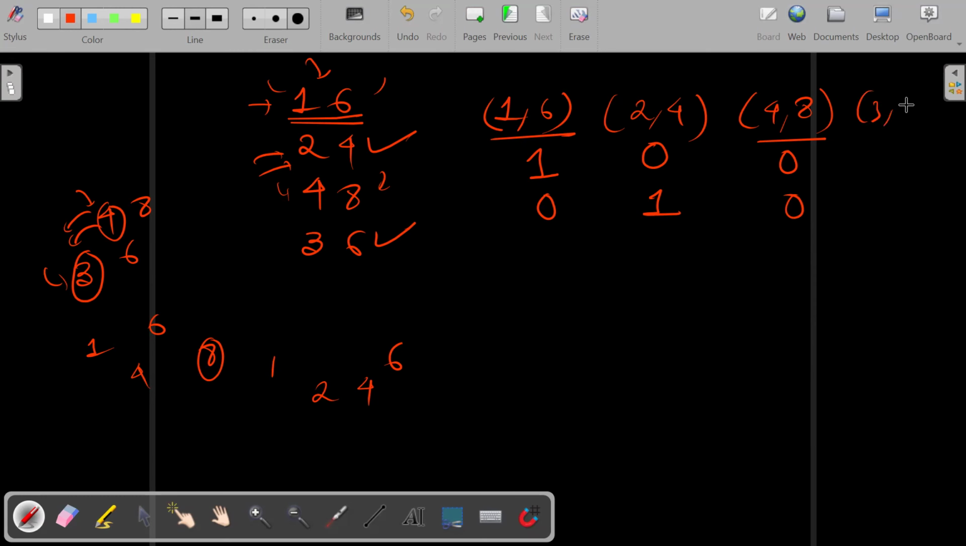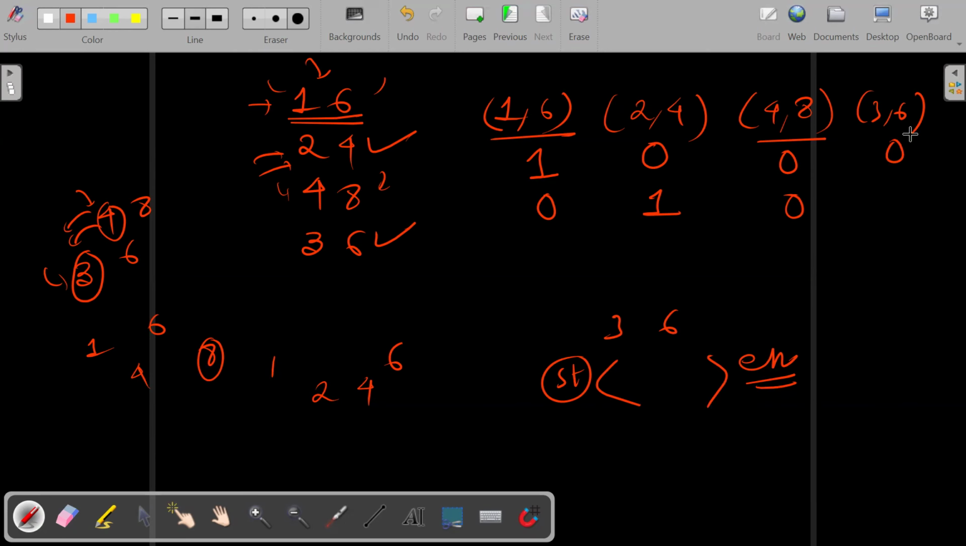The last is 3, 6, right? What should happen here? Is it containing any other range? I don't think so. Any other range would either have a smaller starting point or a greater ending point. That's why 3, 6 is unable to contain any other range, so the answer for that is also going to be 0.